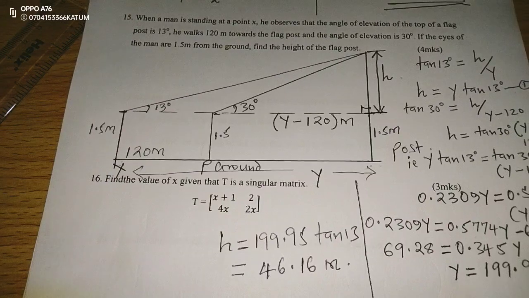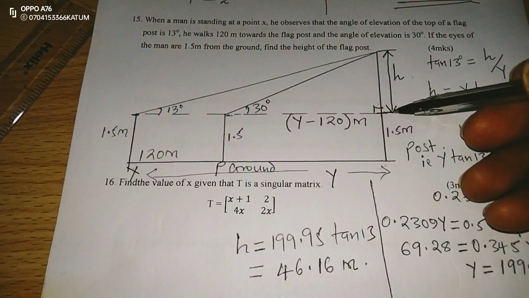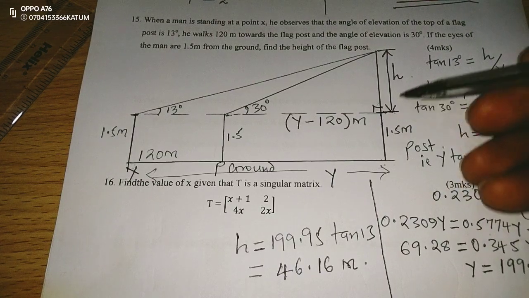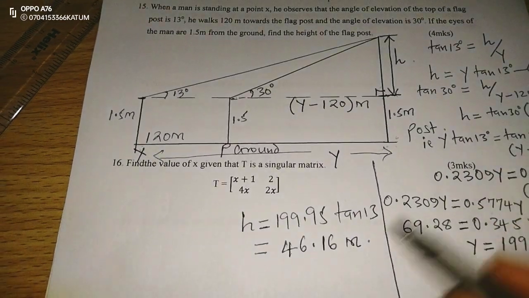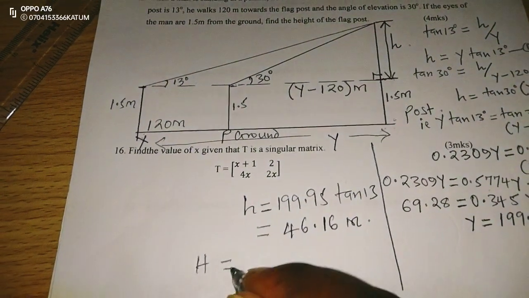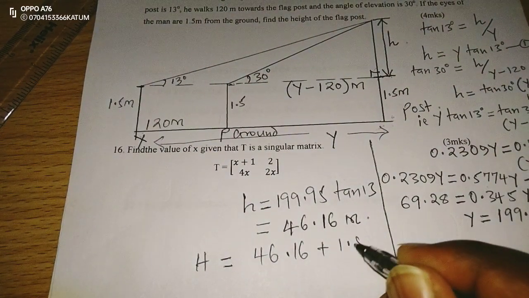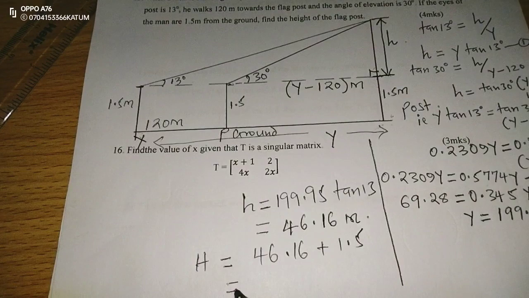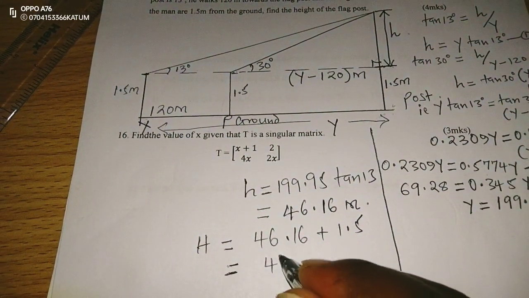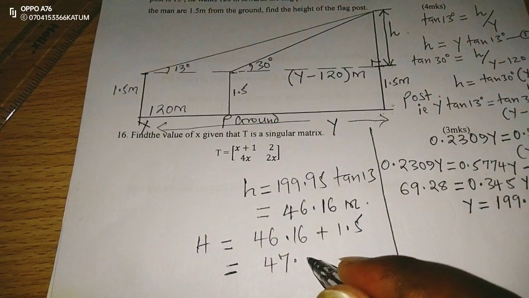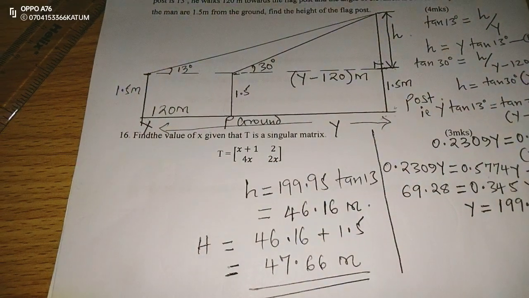Then now we wanted the total height of the flag post. So from where the man's eyes are, we have 46.16, and now the height of the man is 1.5. So the total height of the post is going to be 46.16, and we add 1.5, the height of the man. So this is giving us 47.66 meters as the height of the flag post.